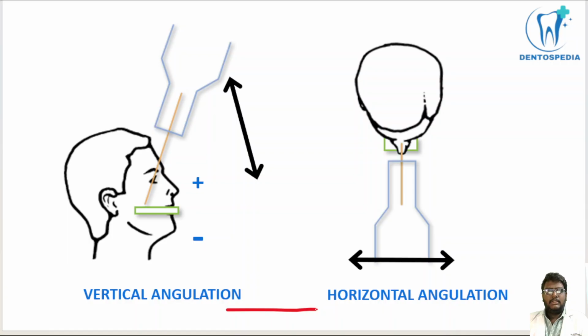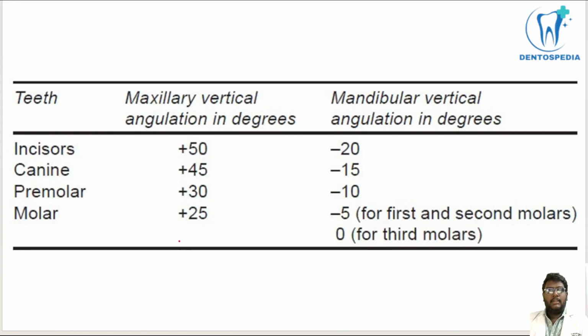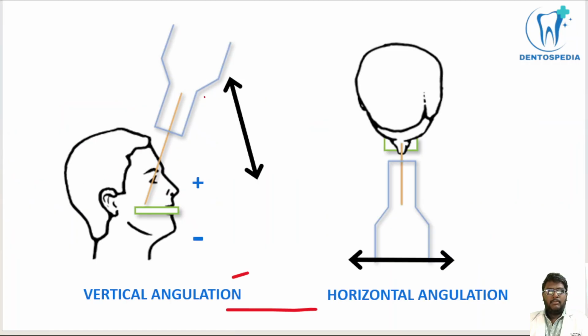So of these two angles, vertical angulation is more important than horizontal in this technique. We have to mainly focus on vertical angulation. So based on the area of interest, the vertical angulation changes. For example, if the point of interest is the maxillary incisors, our angulation should be 50 degrees with positive angulation. So here we are projecting from top to bottom for maxillary teeth, and for mandibular teeth, we position the cone from bottom to top. Now you might have known the difference, right?